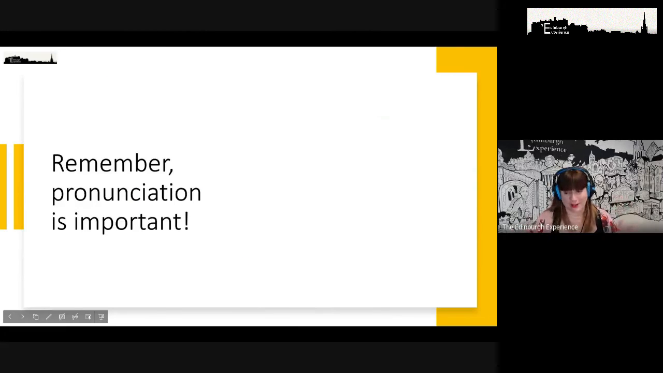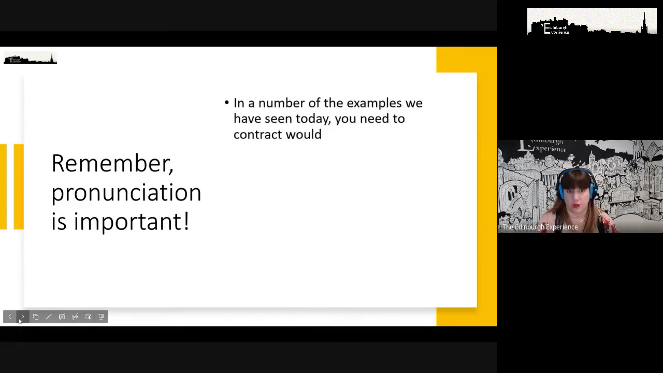We've looked at lots and lots of different functions with would. We've seen functions for making requests politely, for making offers, talking about past habit, expressing willingness, expressing things that you'd like to change, yeah? And we've seen how differently we can use this one little word. But do remember as well that pronunciation with would is important, okay?